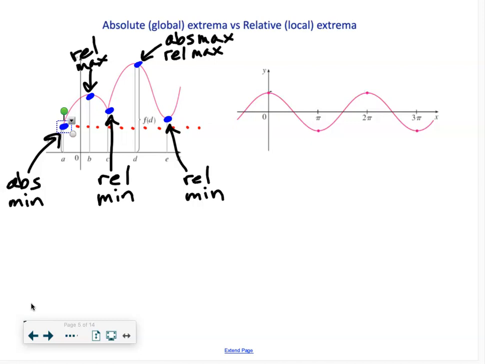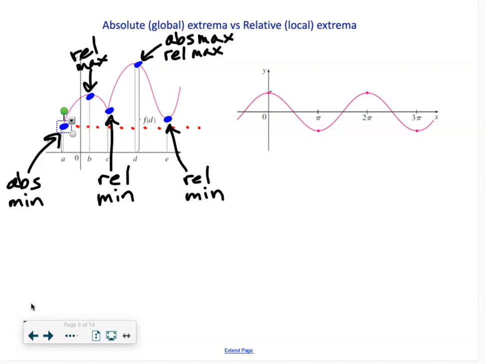I'm fine with that. I'm pretty sure, don't get mad if I'm wrong, I'm pretty sure that WebAssign does not include endpoints in their relative extrema. So I'm not 100%, I haven't done the relative extrema homework, but I'm pretty sure that that is a true statement. So anyway, I will double check that between now and when we actually have relative extrema, which will be on Wednesday.